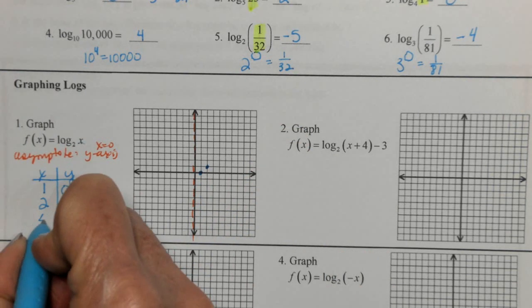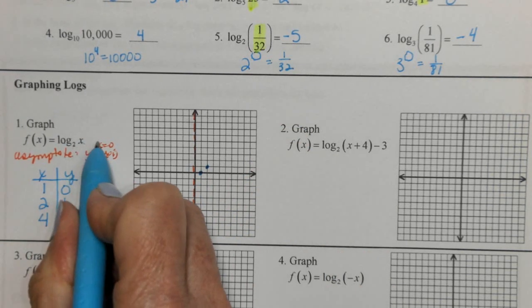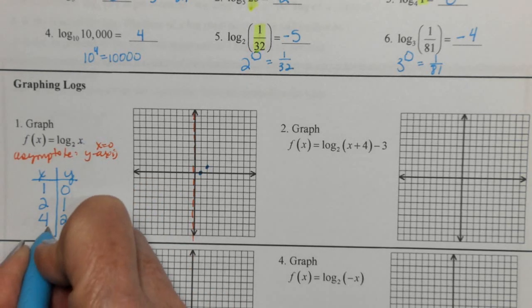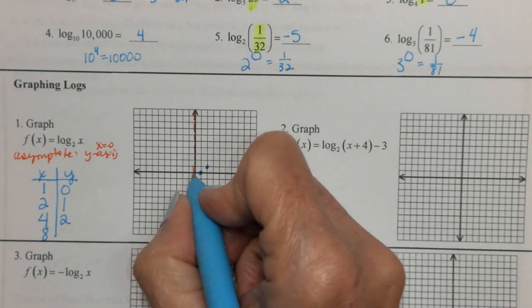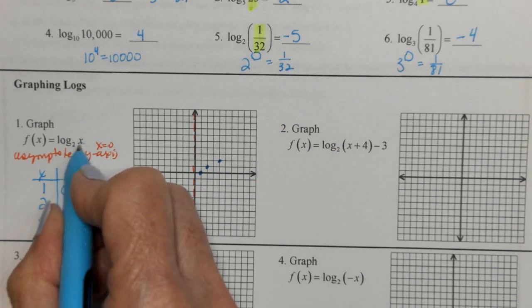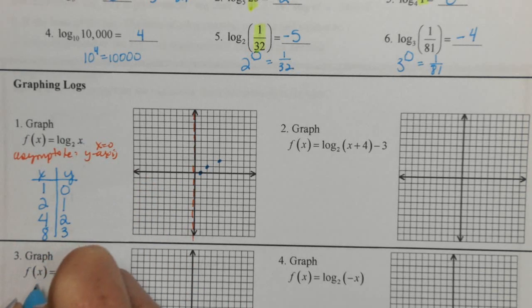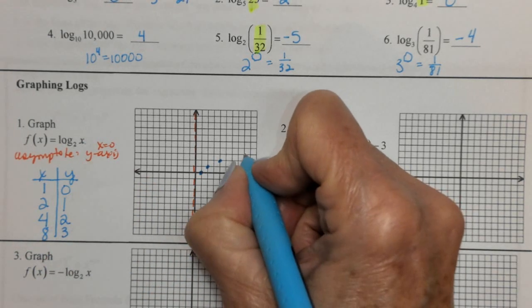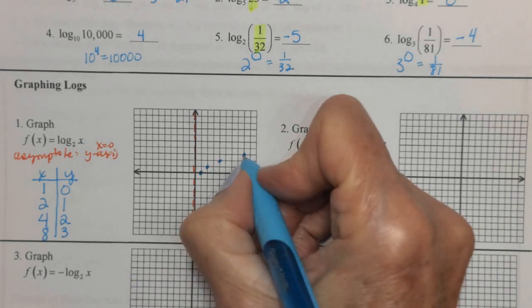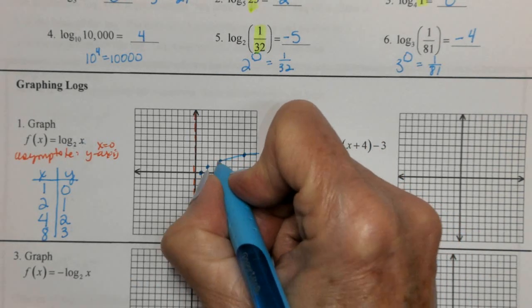The next nice number would be a 4. 2 to what power is 4? Well, 2 squared is 4. The next nice number would be an 8. Let me go graph this. (4, 2). 2 to what power is 8? 3. So know that these logs are directly related to exponents. They are inverses of each other. So I'm going to go ahead and sketch this now.